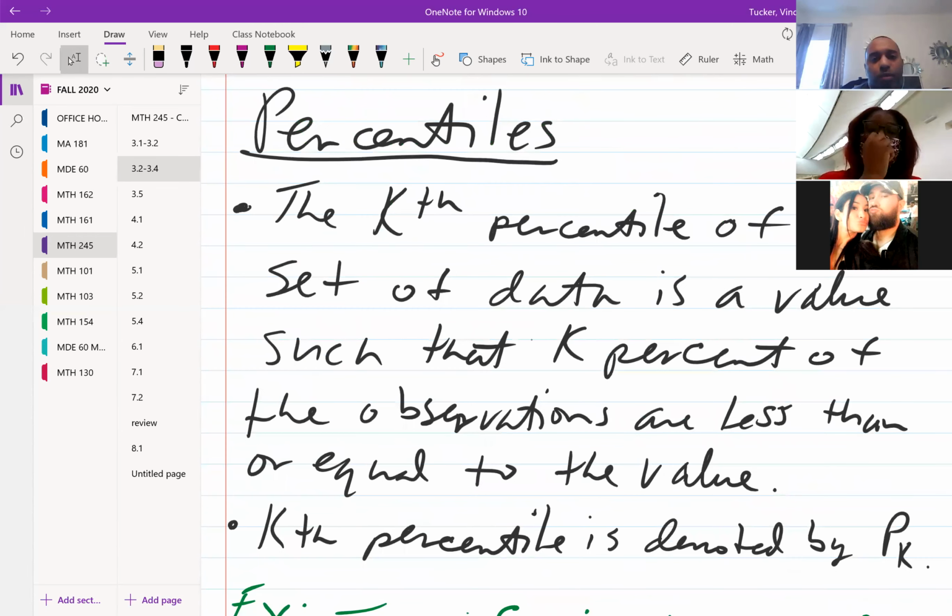Next thing here is the percentiles. The kth percentile of a set of data is a value such that k% of the observations are less than or equal to the value. So it represents the percentage that is less than or equal to the value that you're discussing. The kth percentile is denoted by P sub k. You have a small number, and you'll see the number in a second when we actually do an example.